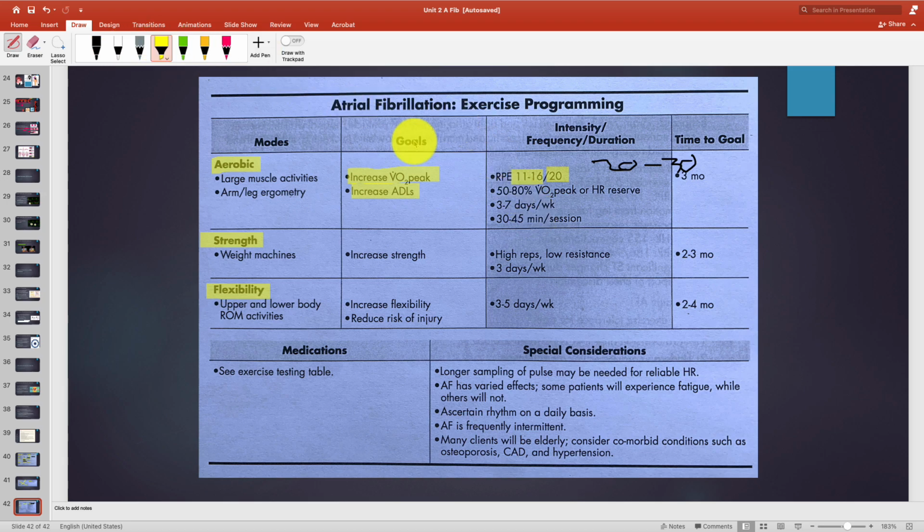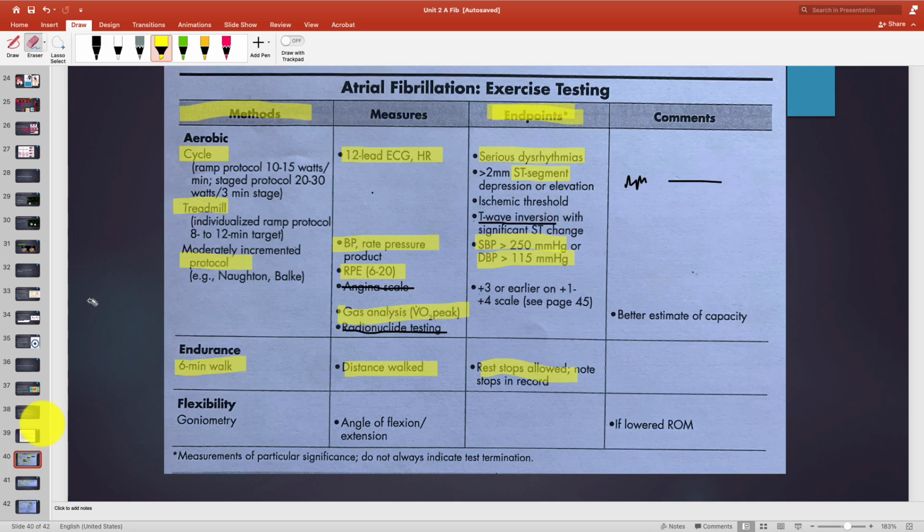We would want them to exercise 3 to 5 days a week, 30 to 45 minute sessions. All right, so really, really light exercise. And then if we wanted to do strength training, high reps, low resistance, 3 days a week, about 2 to 3 months. And then flexibility, I'm not going to worry about too much, just because, like I said, we got so much coming at you guys.